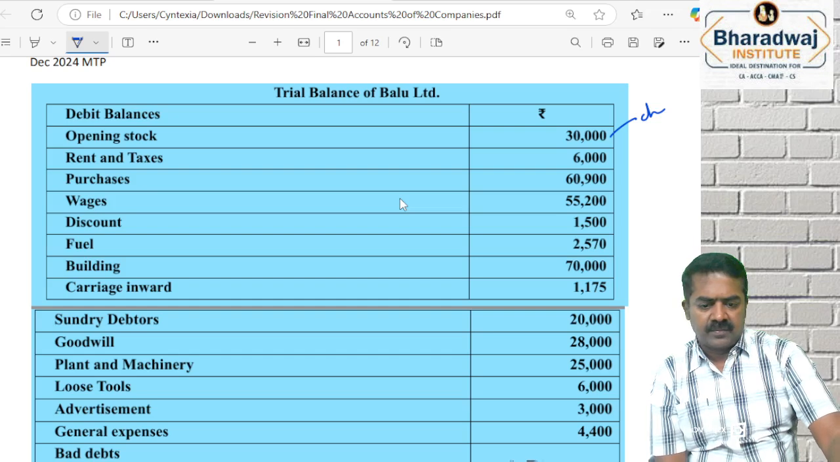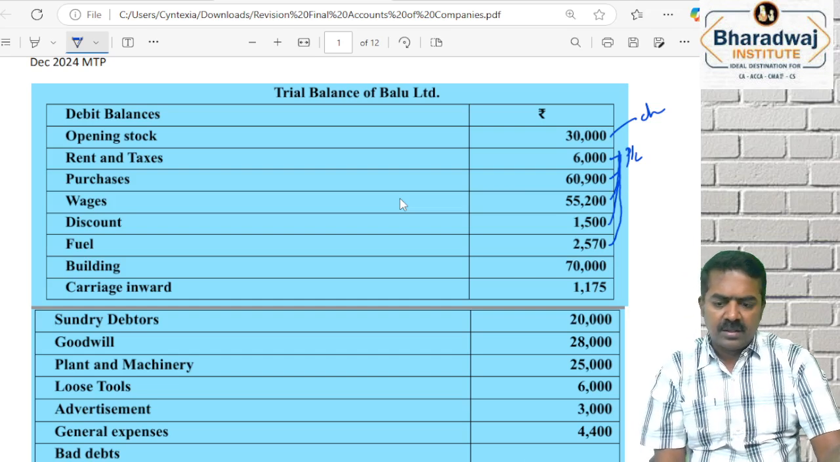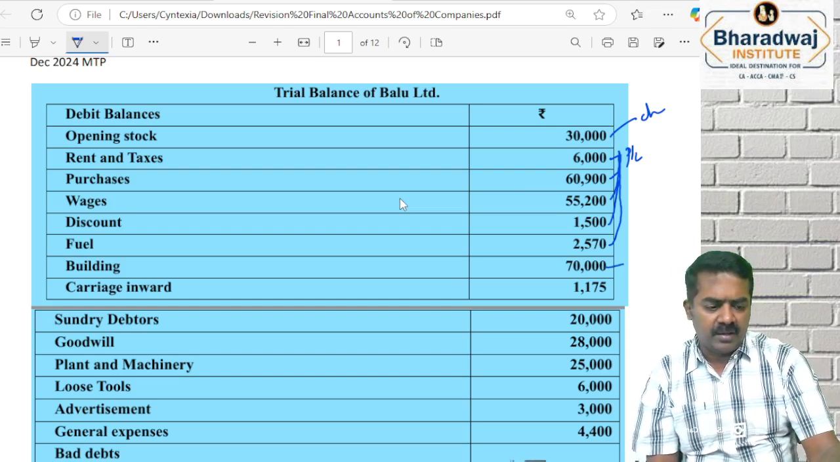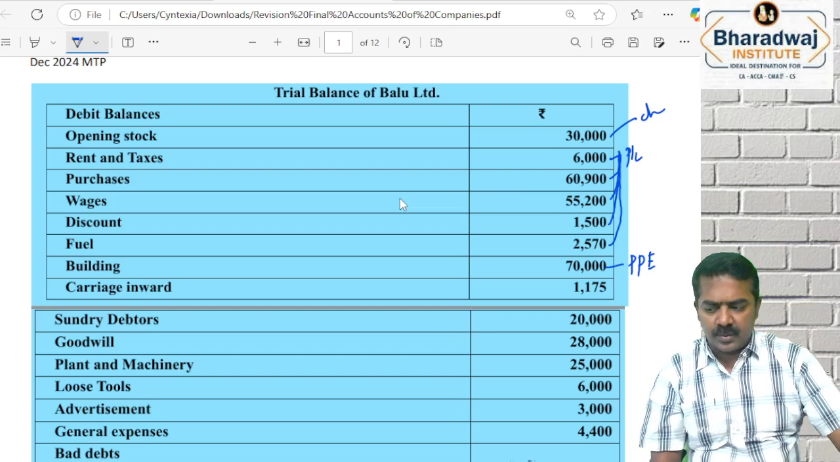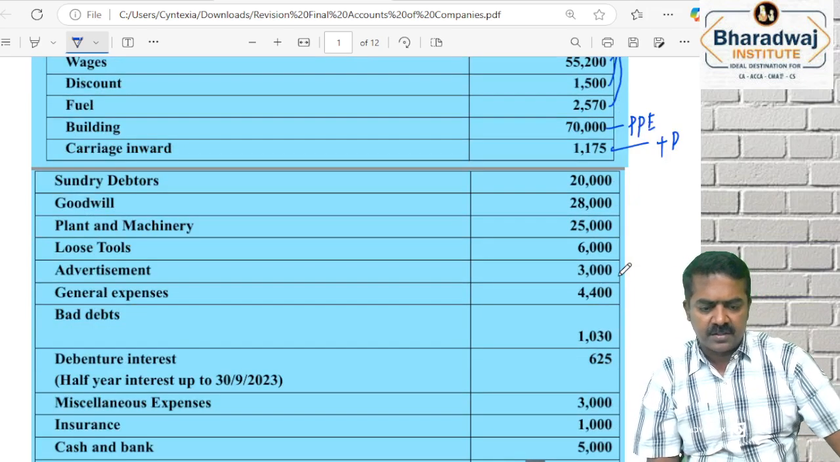Then rent and taxes, of course, will come in the P&L account, other expenses. Purchases will come in the P&L account. Wages will come in employee benefit expenses. Discount allowed will come in the P&L account. Fuel also will come in the P&L account. Then building will come under property, plant and equipment. Carriage inwards, we can add it to purchases.